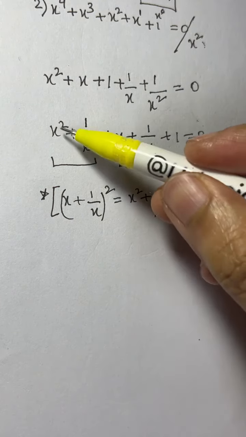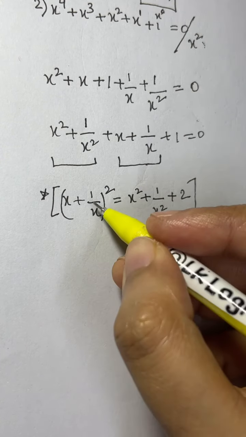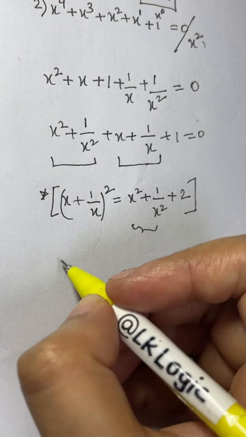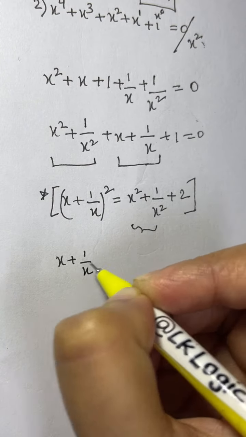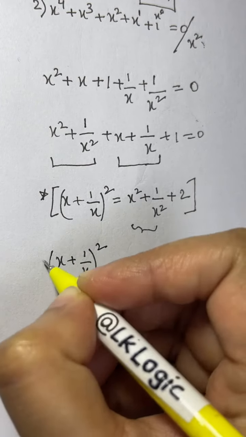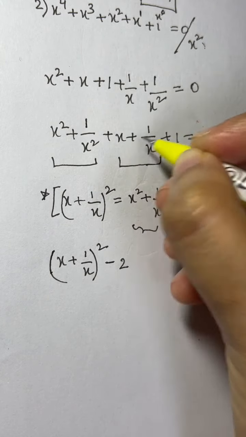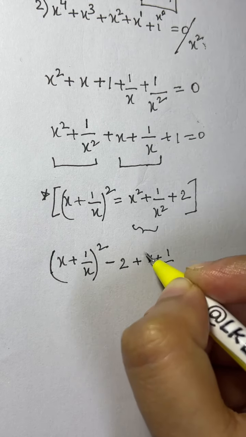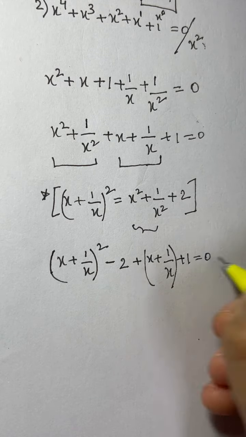Now you have this term x squared plus 1 over x squared. You send 2 this side, it becomes negative 2. Let's substitute that back in: x plus 1 over x the whole squared minus 2, then you have this term plus x plus 1 over x plus 1 equals 0.